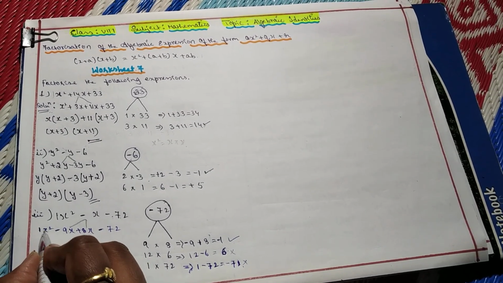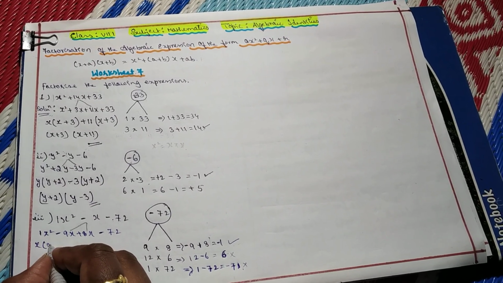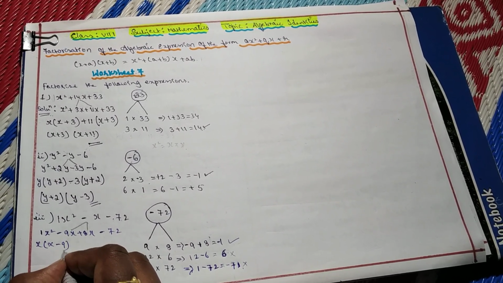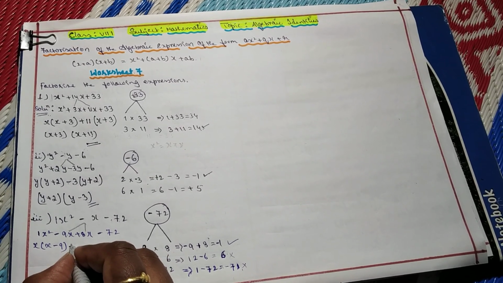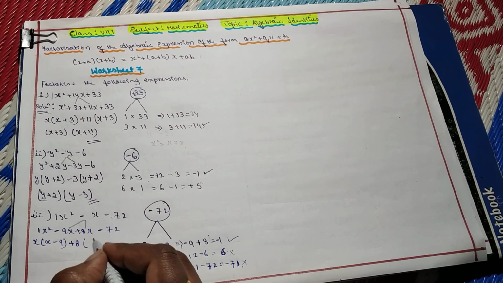Now in between these two, x is common. I'll take x outside. Left out is x − 9. And in the third term, plus sign. And 8 and 72 come in the 8 table. I'll take 8 common.